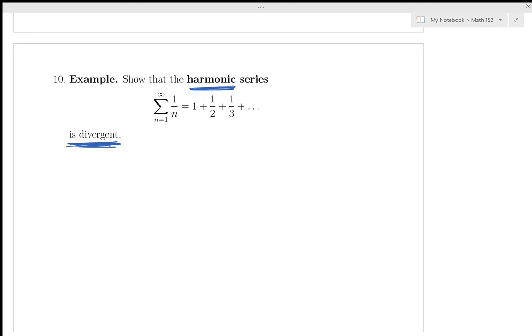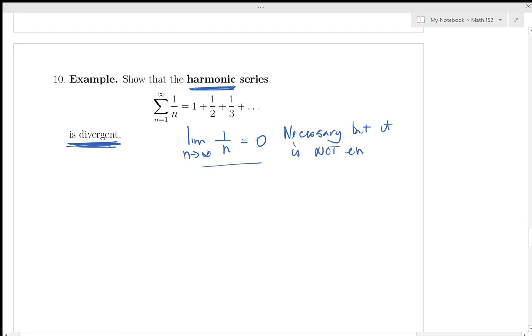Okay, so we will notice that the limit as n goes to infinity of 1 over n equals 0. That's necessary, but it isn't sufficient. In this case, it doesn't cut it, okay? So it's a common mistake for people to notice this and then say, oh, I see, it will converge. No, no, please no, okay? So this is necessary, but it's not enough. It is not enough. In this case, it's not enough. This thing still diverges. And we're going to actually do a little proof of that.